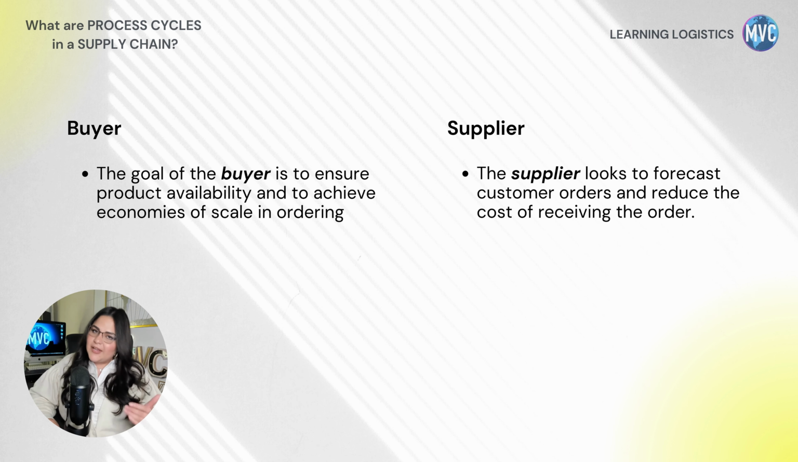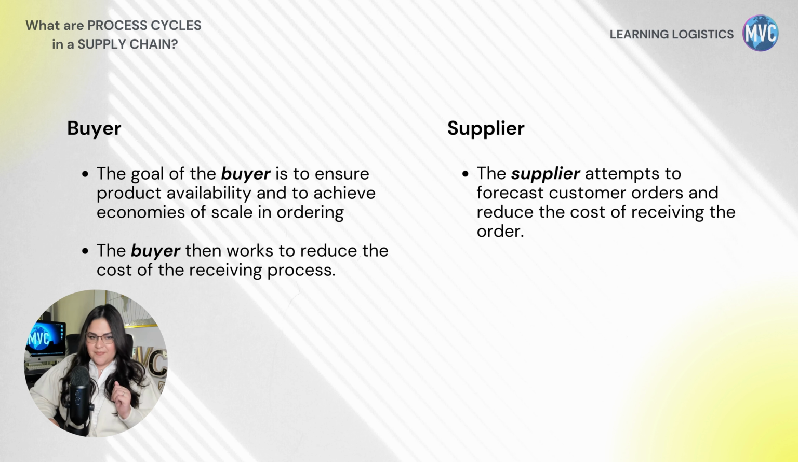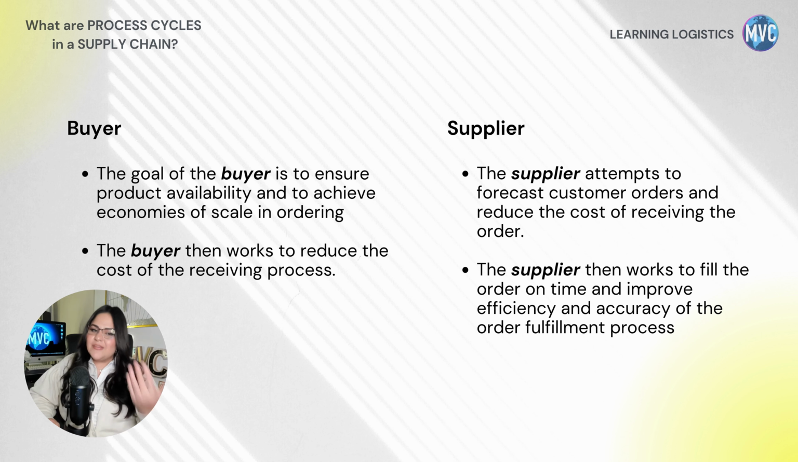Next, we see that the supplier looks to forecast customer orders and reduce the cost of receiving orders. The buyer then works to reduce the cost of the receiving process internally. The supplier then works to fill the orders that are made on time and to improve efficiency and accuracy of the order fulfillment process.